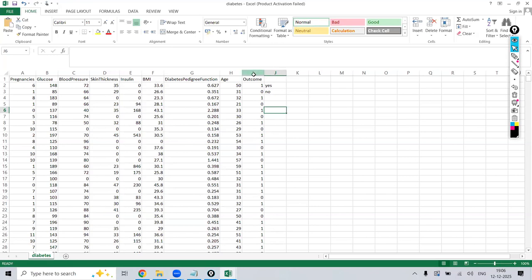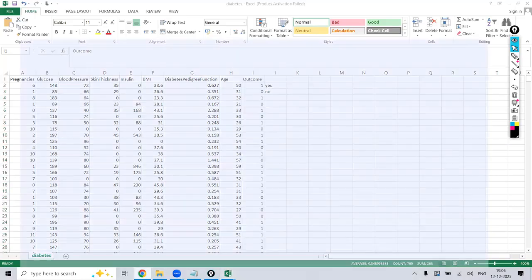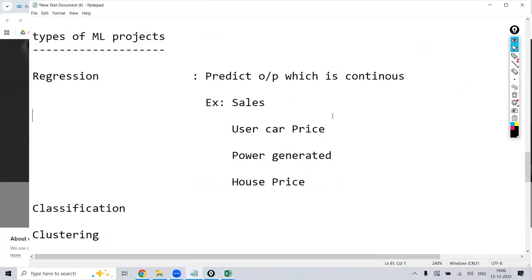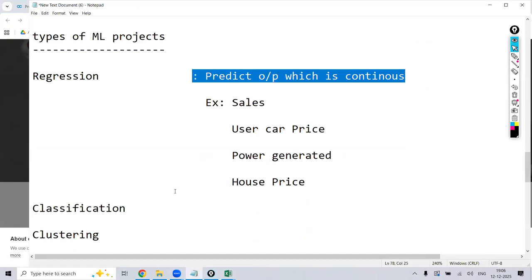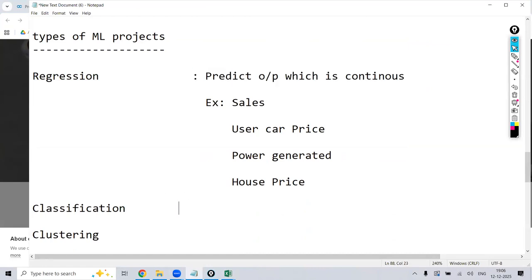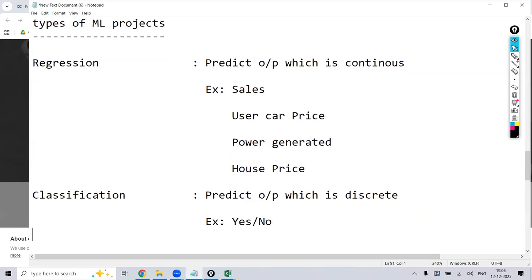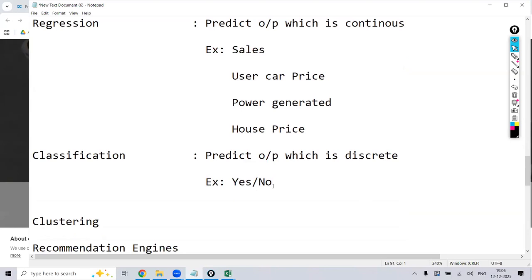Right? Now here, my output variable is discrete. So when predicting the output, and the output variable is discrete, we call it a classification project. What type of project? We call it classification. Means whether the person will get the job or not, yes or no. Whether the person is having diabetes or not. Yes or no.